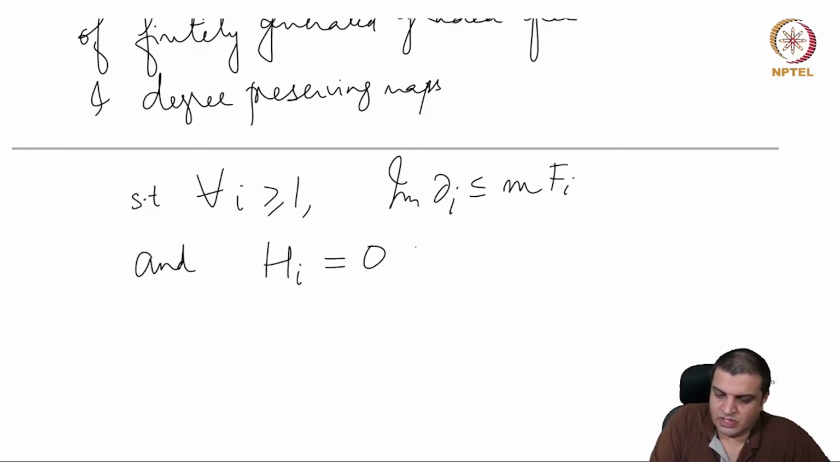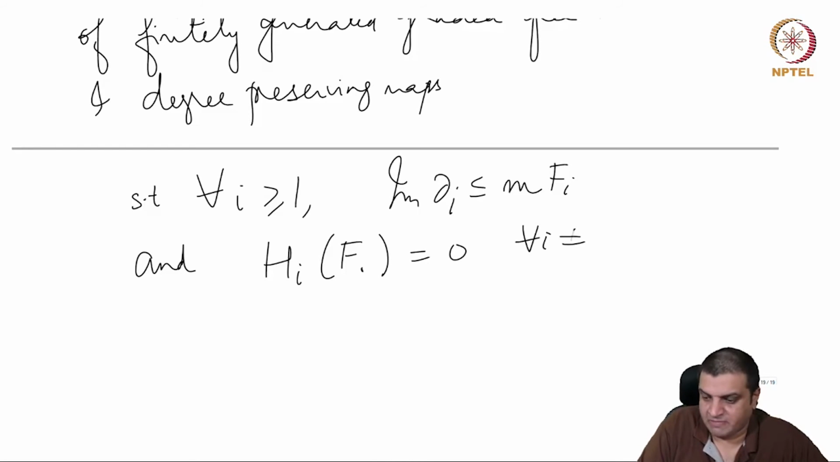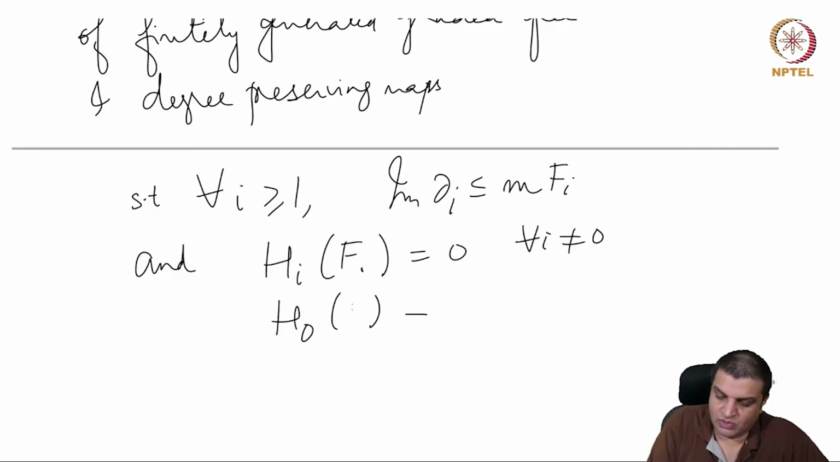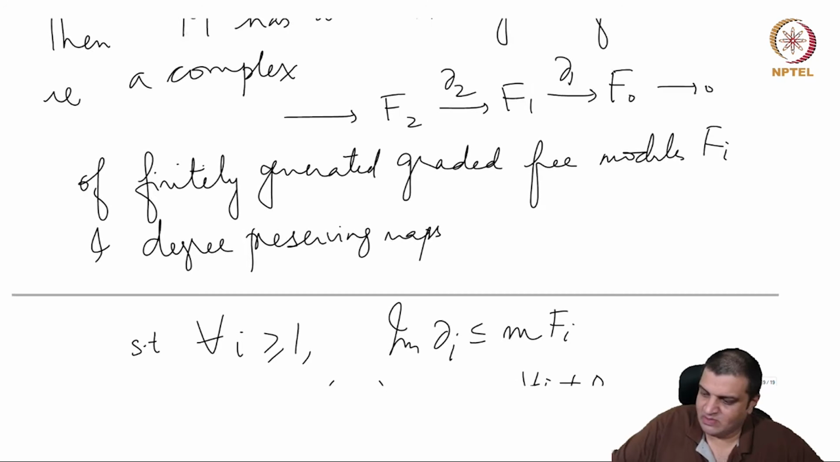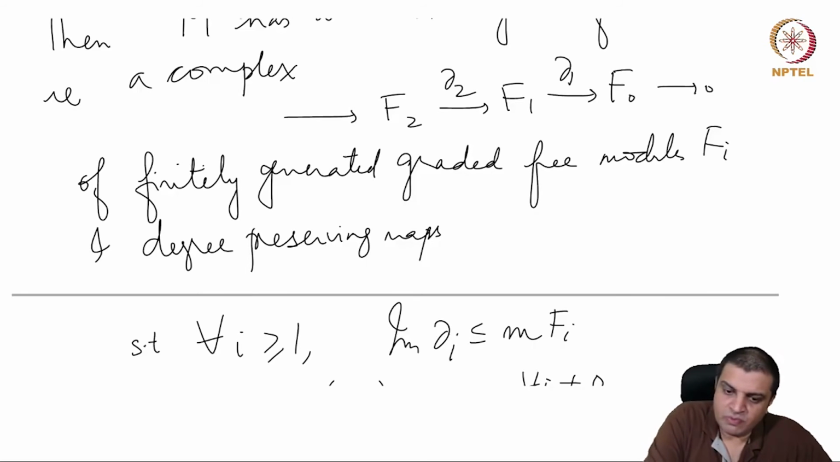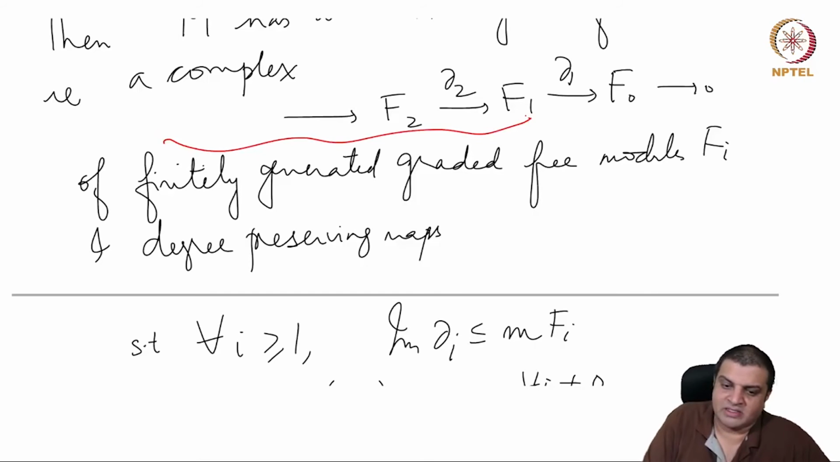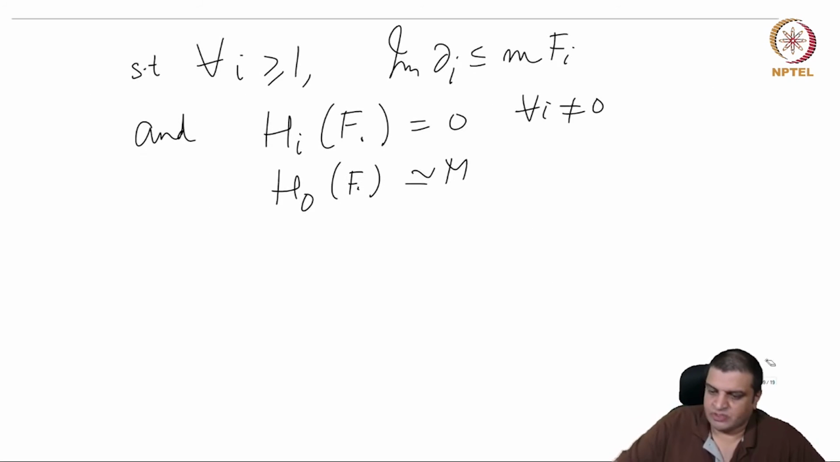And Hi of the complex, so we defined it as a complex, is 0 for all i different from 0, and H0 of F is isomorphic to M. So this is just saying it's a free resolution. All the ranks of these are finite. The maps are minimal in this sense, and there is no homology in these red parts, and the homology in the green part is M. Okay, so such a thing exists.